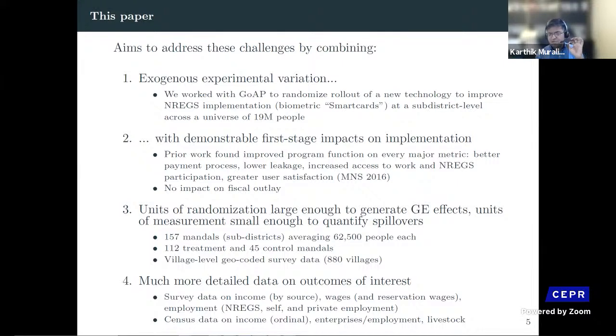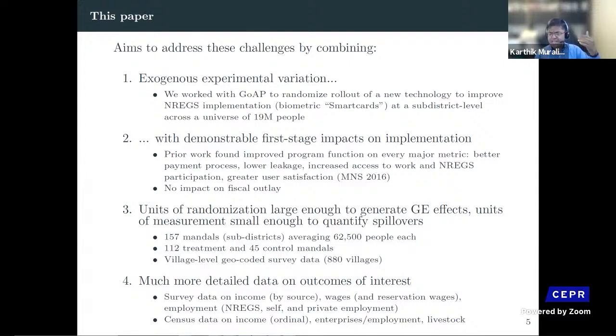But the villages in our survey data are geocoded, which allows us to then quantify, because there's going to be variation based on your distance to the border and the random variation in your neighbors, how much spillovers, how much spatial exposure you had. And we have much more detailed data on outcomes.